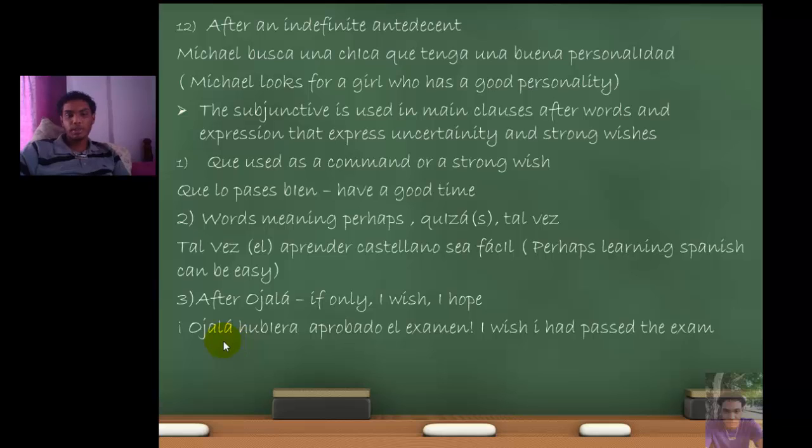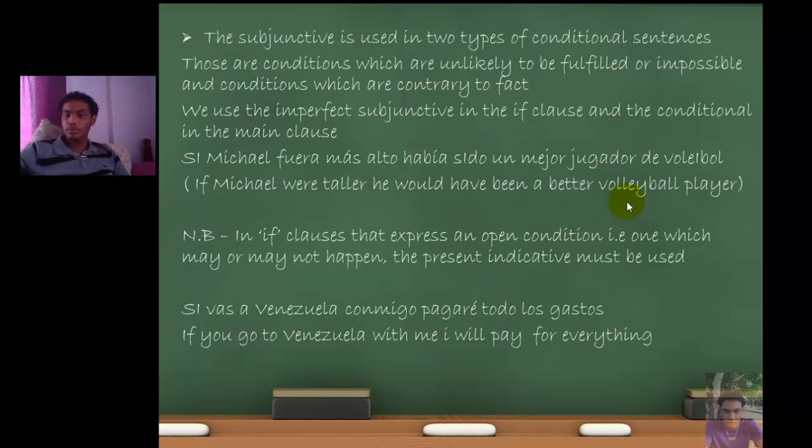These verbs are irregular, right? So di, haz, ve, pon, sal, sé, ten, ven, right? So haz la cama, ten cuidado, right? Be careful, make up the bed, etc. This is very important here, right?